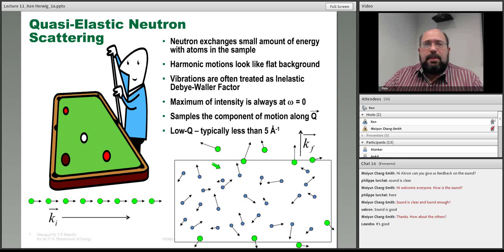The maximum of the intensity that you measure is always at energy transfer omega equals 0, and sometimes it's very sharply peaked there if you have a lot of elastic scattering from your sample. We do sample the component of the motion that lies along the Q vector, but as I said before, often your samples are powder, and we do an isotropic average, and we don't often care much about the Q vector. The Qs that we do look at are typically less than about 5 inverse angstroms.